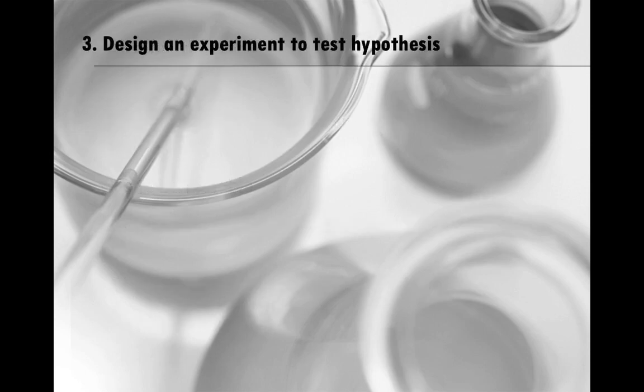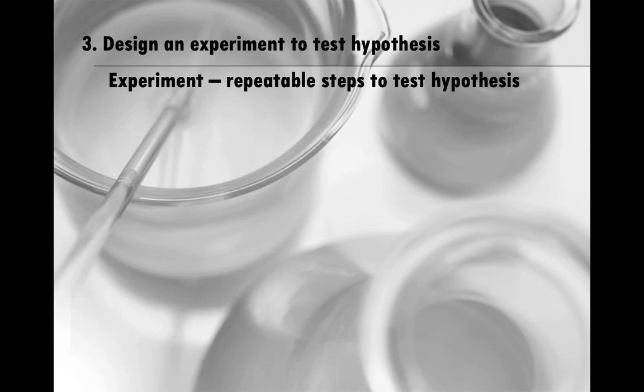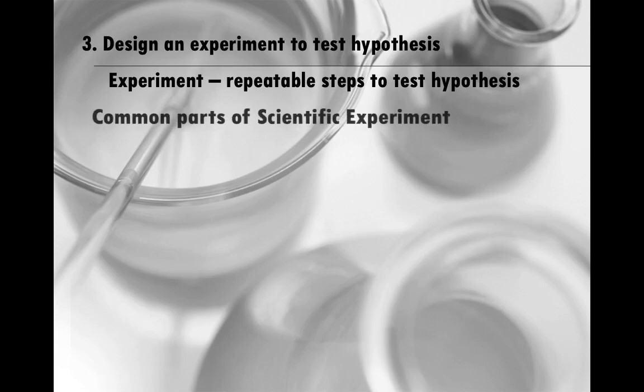Okay, the third part of scientific method is designing an experiment to test your hypothesis. So when I told you it had to be testable, this is where you're going to do that. So an experiment is just a set of repeatable steps that is used to test that hypothesis. And there are some certain parts to an experiment. If it's scientific, it has to have these parts.